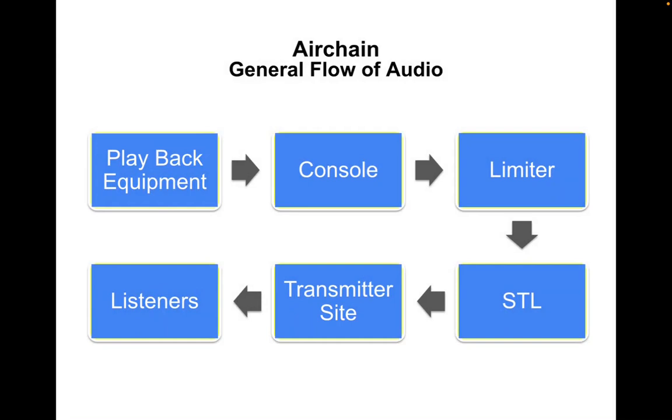Audio begins with the playback equipment like computer audio, CD audio, satellite, microphone, etc., which is passed through the console. The raw output from the board enters the limiter, is processed and refined, then sent to the transmitter site from the studio to transmitter link, in our case up to Sandia Crest, then out to the listeners.